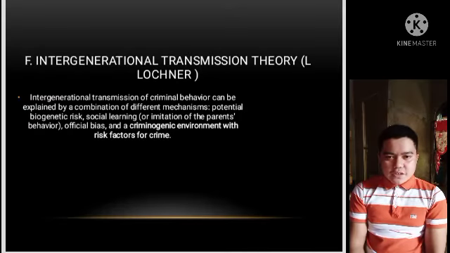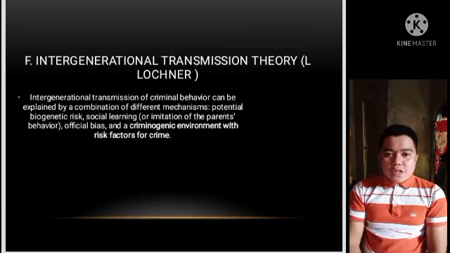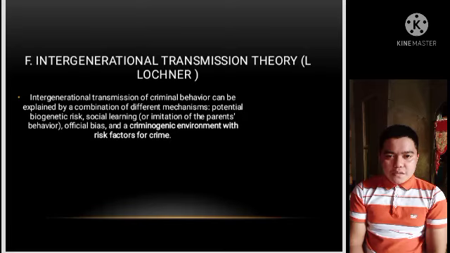Next, intergenerational transmission theory by Lanchner. Intergenerational transmission of criminal behavior can be explained by a combination of different mechanisms: potential biogenetic risk, social learning or imitation of the parent's behavior, official bias, and a criminogenic environment with risk factors for crime. For example, parents' schooling choices may directly impact their children's decision to stay in school. Intergenerational transmission incorporates both causal and noncausal channels.